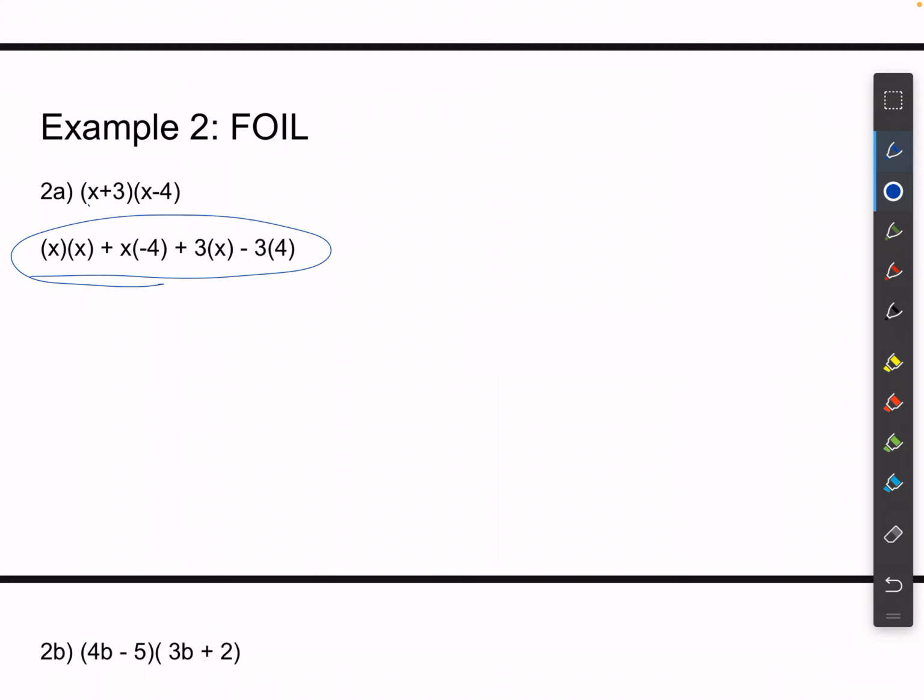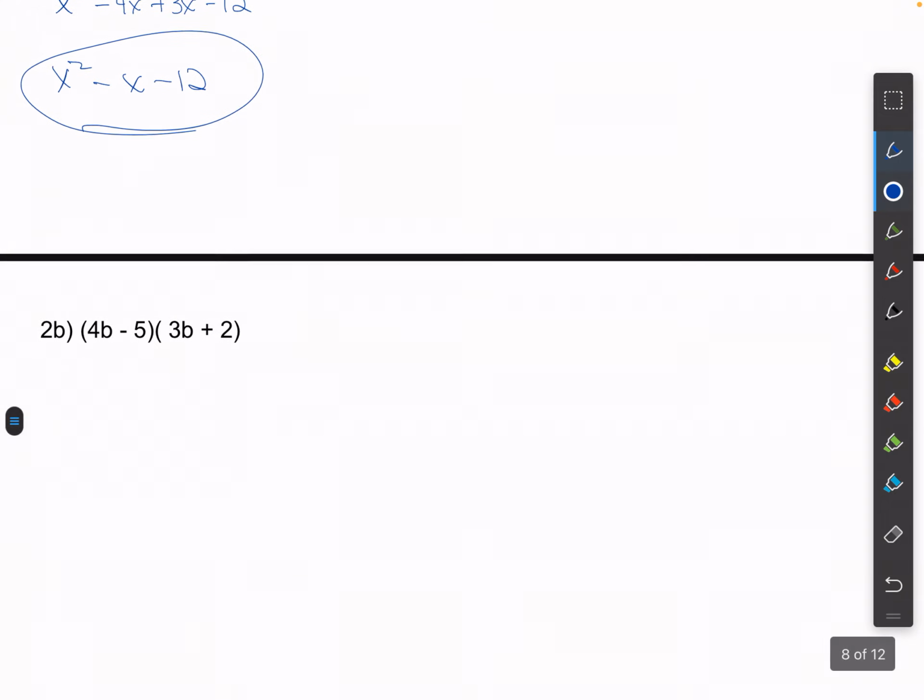So we have x times x, then we have x times negative 4, and then we have 3 times x, and then 3 times negative 4. So that becomes x squared minus 4x plus 3x minus 12 when you do the math, which is x squared, negative 4 plus 3 is negative x, minus 12. Okay, and we're done with that one.